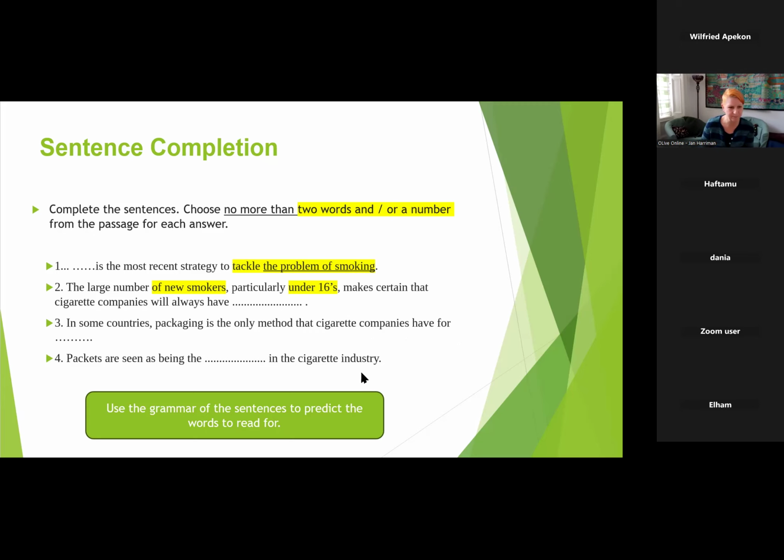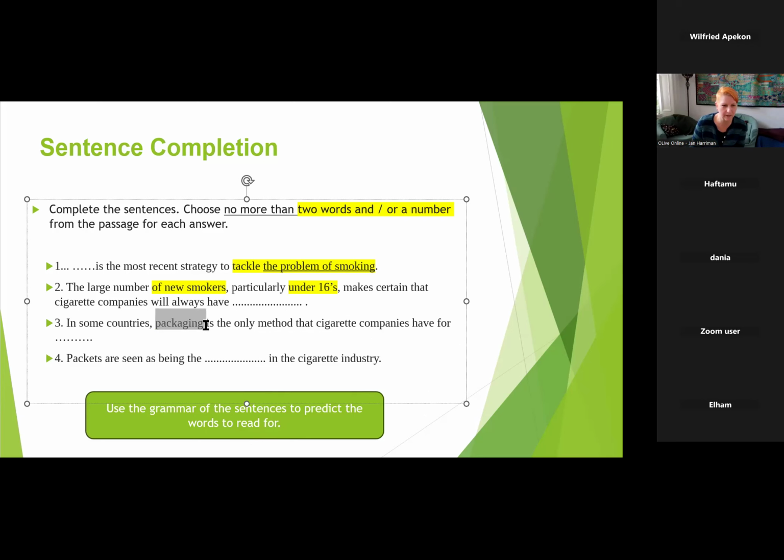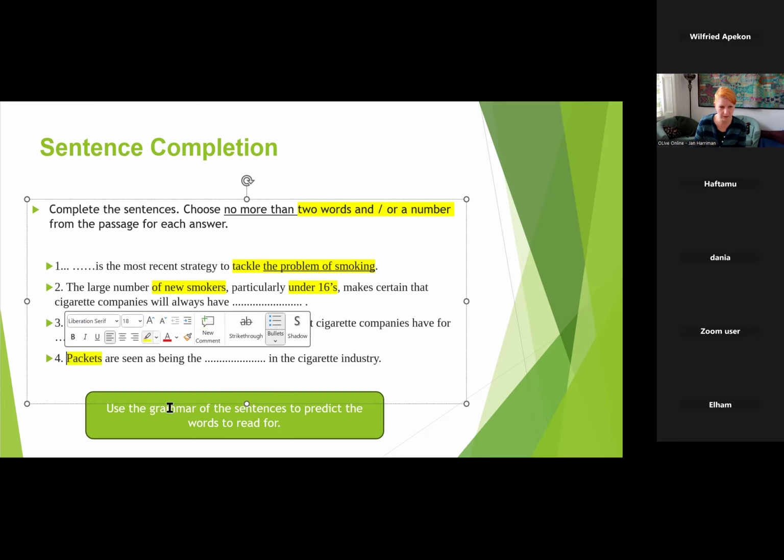In some countries, packaging is the only method that cigarette companies have for, I don't know, that could be anything. Any guesses? So, packaging. What is it about the packaging? So, we definitely need to look for information about packaging, don't we? And packets are seen as being something. Okay. So, packets and packaging, what do they do?